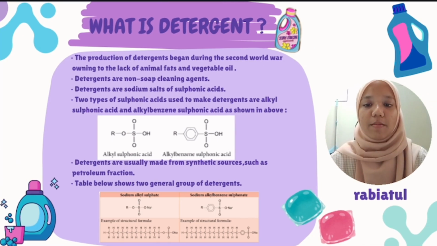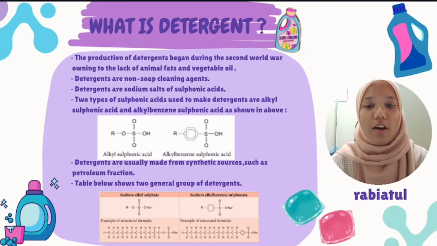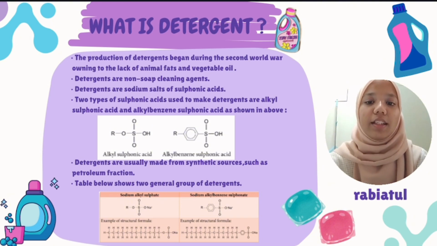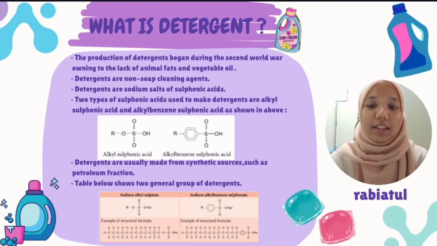Next, I will talk about detergent. The production of detergents began during the Second World War owing to the lack of animal fats and vegetable oil. Detergents are non-soap cleaning agents. Detergents also are sodium salts of sulfonic acids.